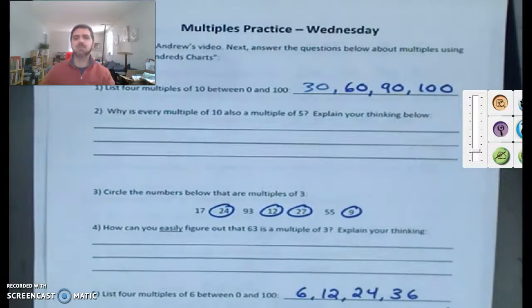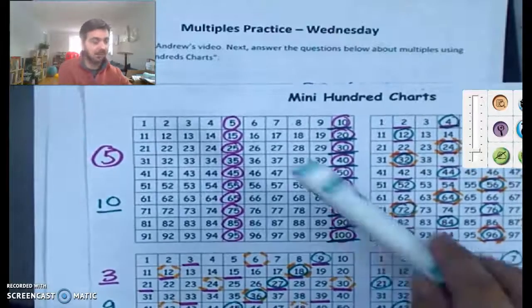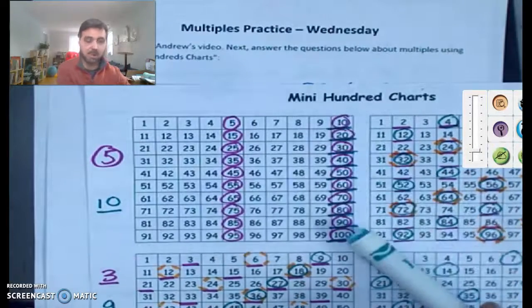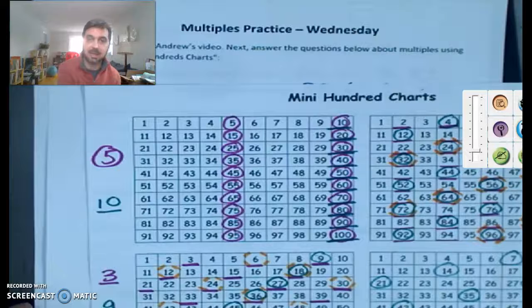Why is every multiple of 10 also a multiple of 5? The only reason I didn't write that down was there's no one way to write that, but something to the effect of the fact that because 10 is a multiple of 5, because 5 times 2 is 10, then it has to be true that every multiple of 10 is also going to be a multiple of 5. And we know from looking at our chart that all multiples of 5 end in a 5 or a 0, and all the multiples of 10 end in a 0.